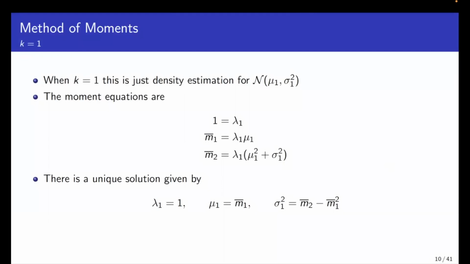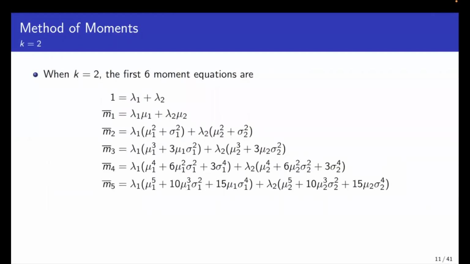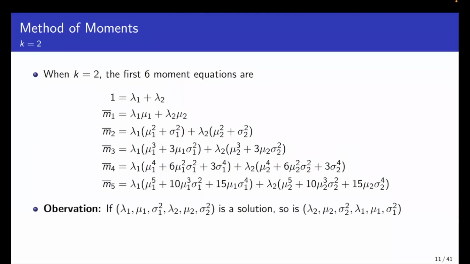So now let's look at maybe the first non-trivial case, and this is when k equals 2. In k equals 2, I can write out the first 6 moment equations. And you can see here I've got 6 moment equations in my 6 unknown parameters, which are lambda 1, lambda 2, mu 1, mu 2, sigma 1 squared, sigma 2 squared. Now, the first thing to observe in this case is that we have some symmetry in this system of equations.